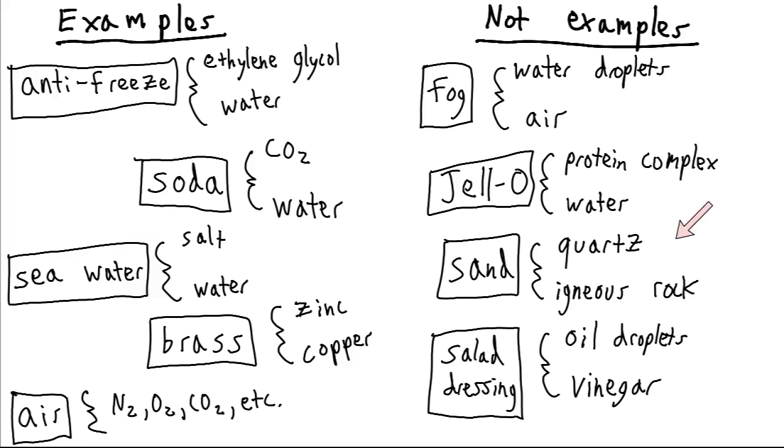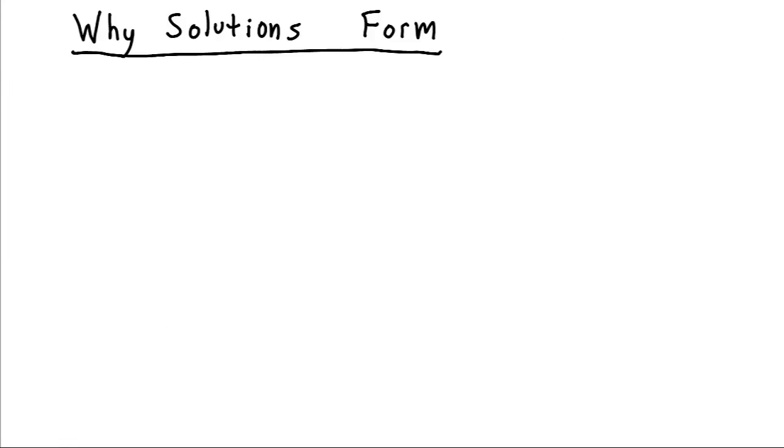Sand is a mixture of different kinds of rock, such as quartz and igneous rock. You could have various kinds of sedimentary rock. It's a pretty broad genre. Salad dressing, you take oil and you mix it with vinegar, but the oil and the vinegar remain separate. There's little beads of oil floating around inside of the vinegar. And so those are all instances where, despite having multiple substances, we don't have a solution. The molecules are not well mixed. Why is that? Why do we sometimes mix liquids together and we get solutions, and sometimes we mix liquids together and we don't get solutions?